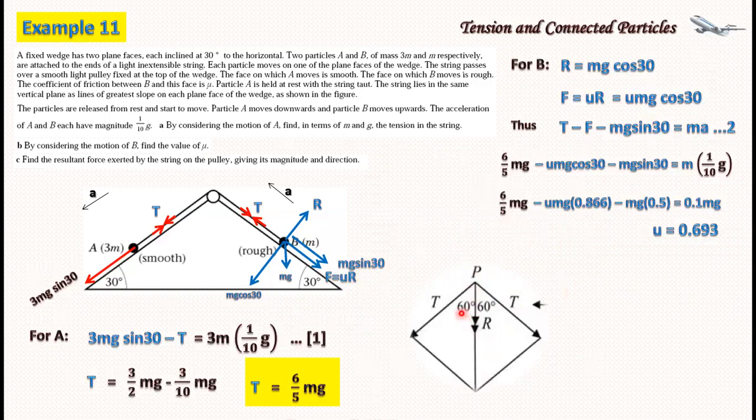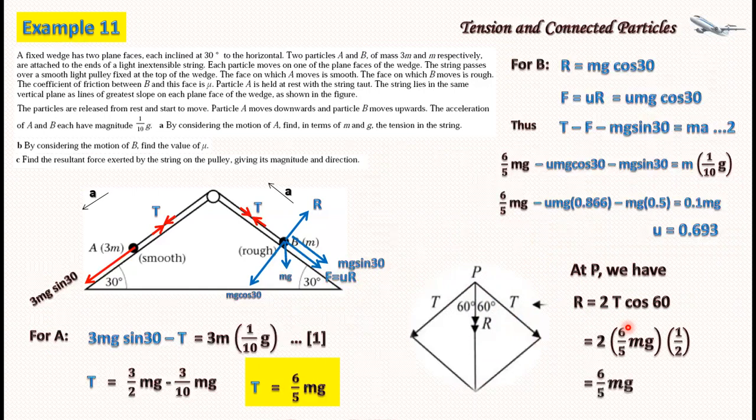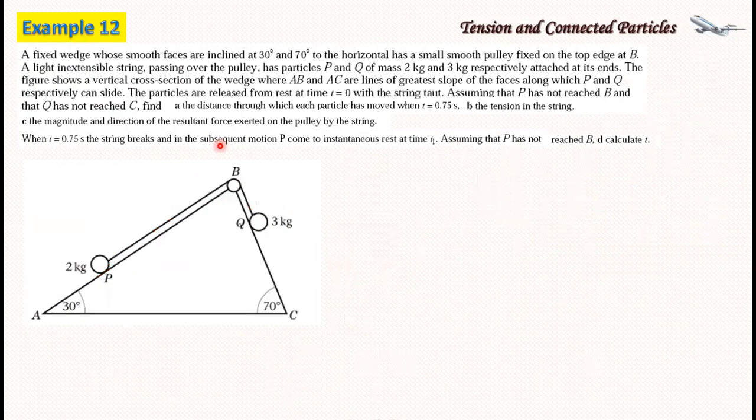Vertically, we now have T cos 60 plus T cos 60. So at P, the resultant will be equal to 2T cos 60, and that will give us 2 into 6.5 mg into a half. So the reaction is 6.5 mg. So this is what we have seen in this question. One of the planes is smooth, and we equally have been asked for the reaction of the pulley. This Paper 3 is a very good type. You mostly find this in past questions. The last question of the day.